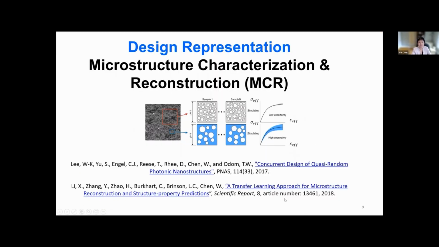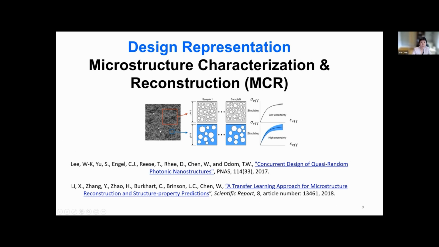So in the remaining part, I'm going to go over each of these three topics and show you some representative work. In design representation, one big topic is really the subject of microstructure characterization and reconstruction. We call this MCR. This is an important topic because we want to expand the design to the material design domain, which means we have to model the microstructure behavior from the lowest scale level.